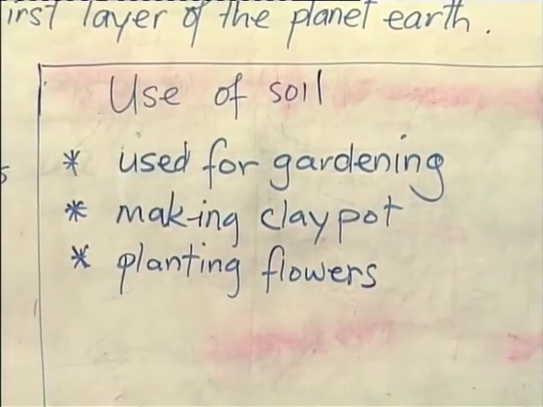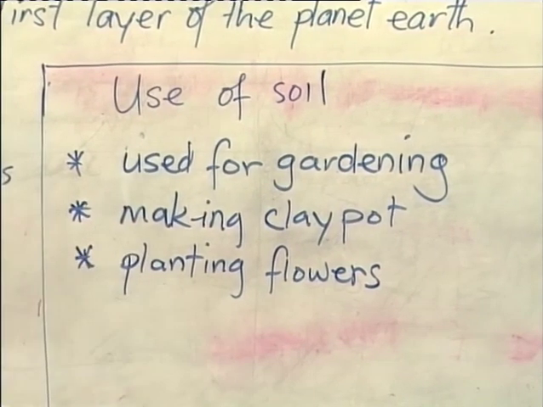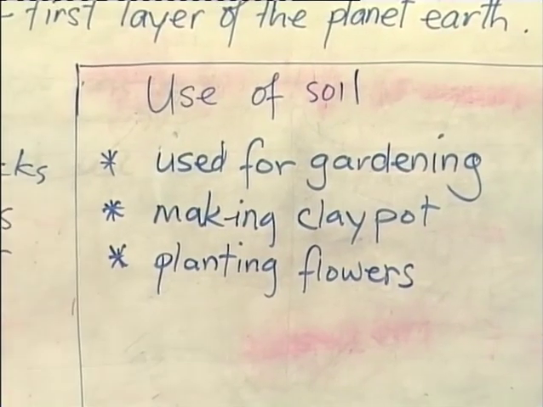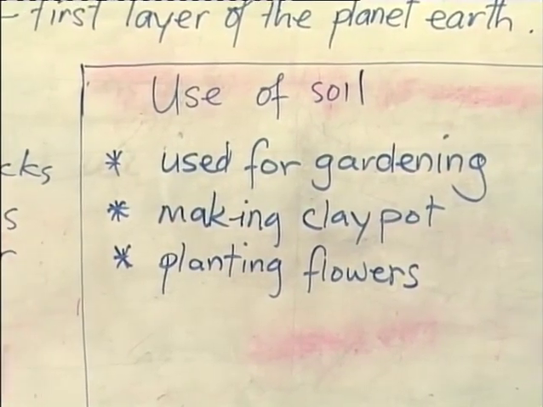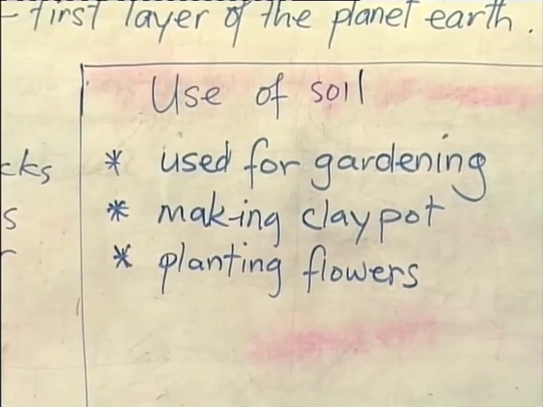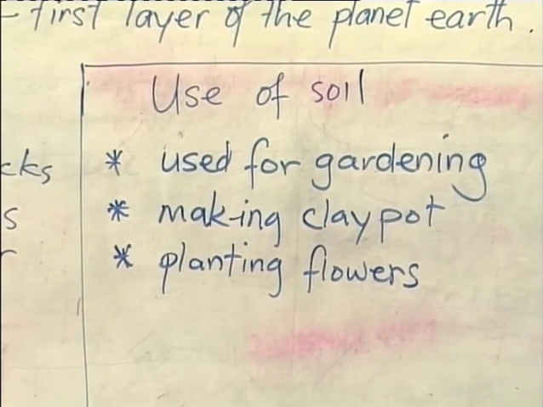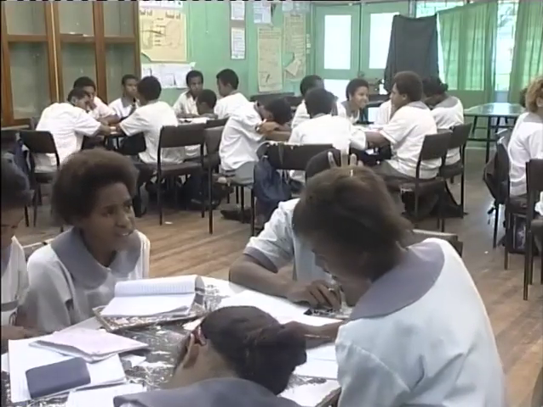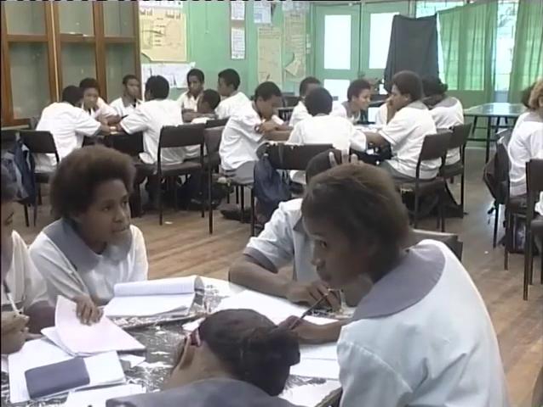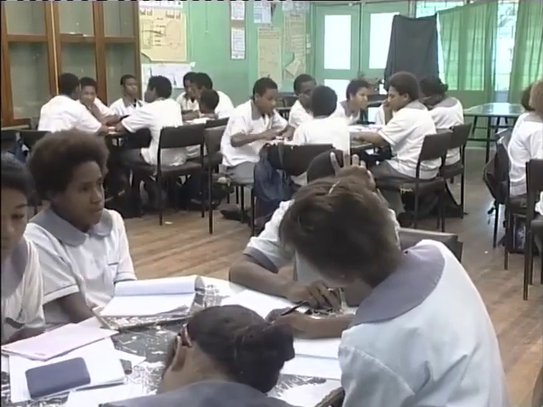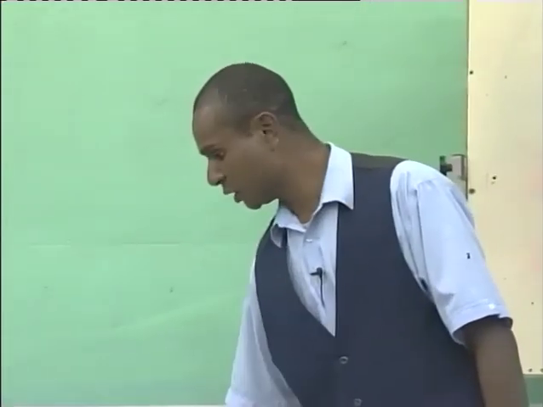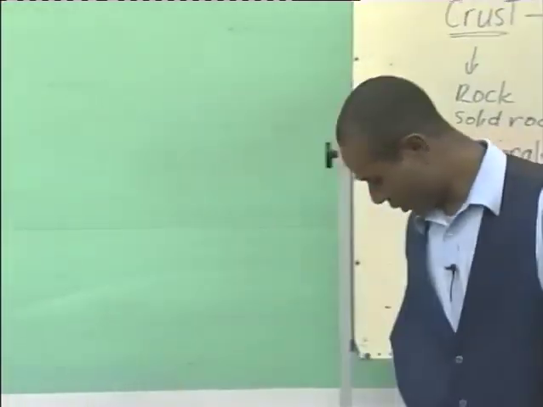All right, there are many things which we can use soil for. And here are a few: for gardening, for planting flowers, for making clay pots, for making bricks for houses, making cement, or some people use different colors of soils to do their painting, which is a form of art. All right, today we'll be doing a little bit more on finding out what soil is made of.